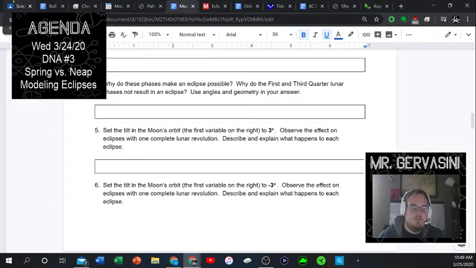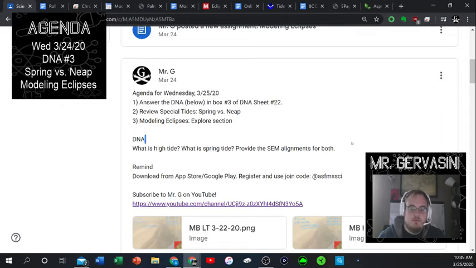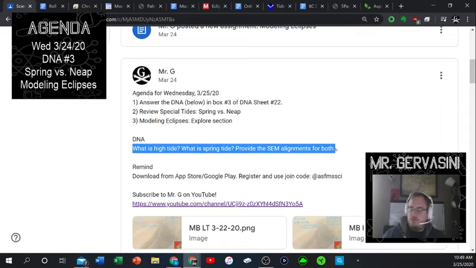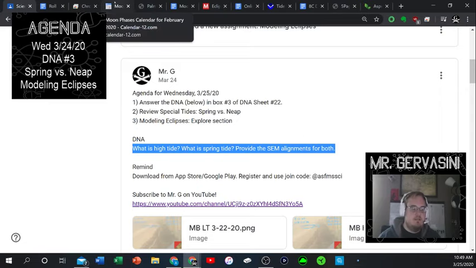So the DNA question, make sure you have it answered. If you want to correct it or add to it, definitely do it. What is high tide? What is spring tide? Provide the SEM alignments for both. What's high tide? What is spring tide?